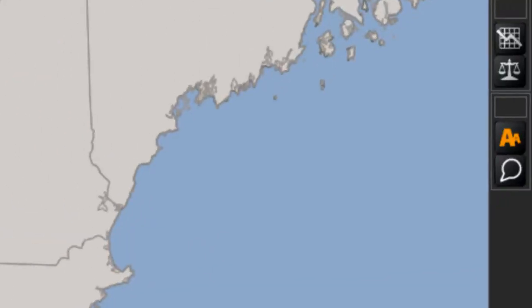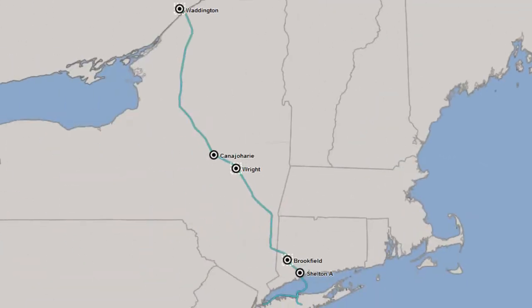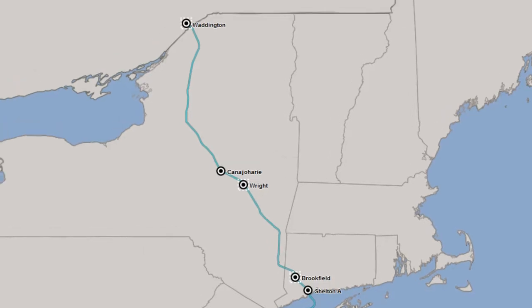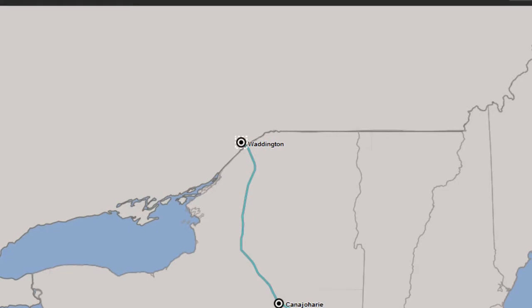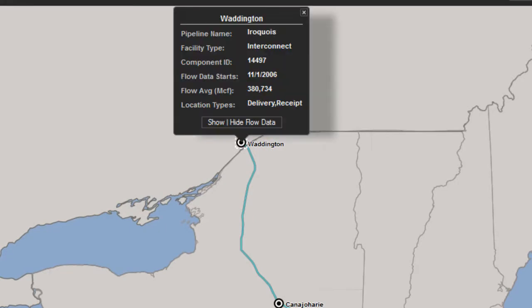If I go ahead and click on the label over here, we can actually see the names of each one of those interconnects, from Waddington all the way down to Shelton. For an inflow perspective, I'm keenly interested in what's happening at Waddington. I can click on my Waddington point and see Iroquois interconnect, facility type. There's a component ID, which is a reference ID to all the data within Bentek's database. There's flow data status. There is flow average, so what that point is averaged, and then a location type.